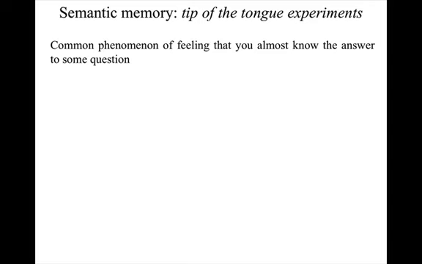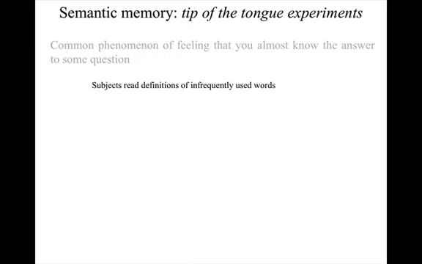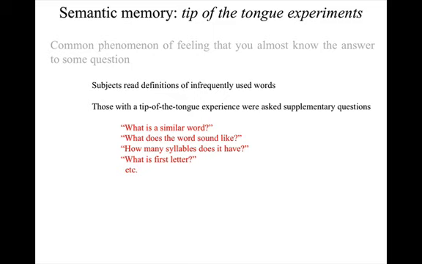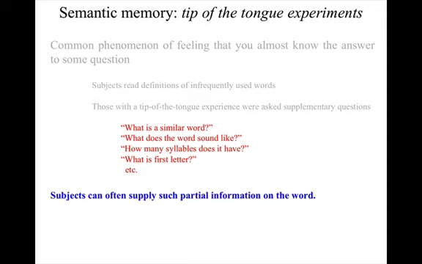Another way to investigate semantic memory and also speech processes is the tip of the tongue phenomenon. This is where you're asked a question and you feel you almost know the answer but can't quite verbalize it. In the lab, subjects are given the definition of a relatively unusual word and asked if they can think of the word. Subjects that have a tip of the tongue experience are asked some further questions. They can quite often identify the first letter of the word, or the number of syllables, or a rhyming word, even while the actual word is inaccessible.